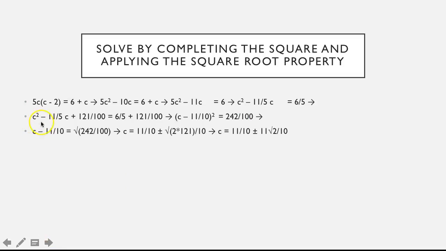And then you want to take the square root of this side and the square root of this side, and then move your 11/10 over, so you get 11 over 10 plus or minus the square root, and then 242 factors into 2 times 121, divided by 10. Since the 121 is a perfect square, you can pull it out front and you get 11 divided by 10 plus or minus 11 times the square root of 2 over 10, which can also be written as 11 plus or minus 11 square root of 2 all over 10 as one fraction.